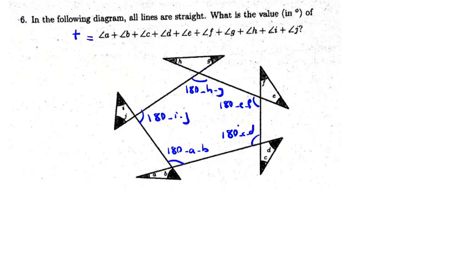So if I add up all of them, it will be 1, 2, 3, 4, 5. It is a 5-sided pentagon. So the sum of the angles is 180 times n minus 2, which is 5 minus 2.